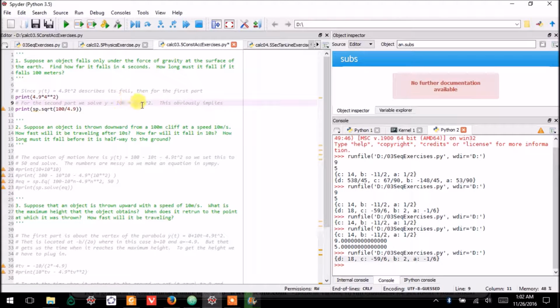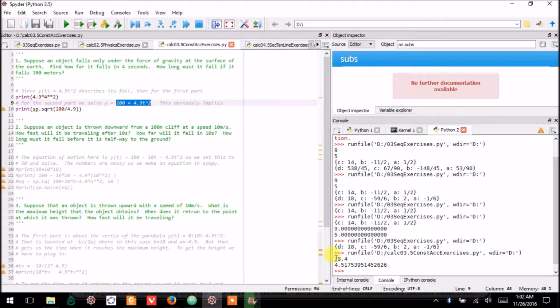And if we then set that equal to 100, suppose that it falls for 100 meters, and solve for the time, then we will have that solution for the second part of the problem. So running the code, we get these two solutions.